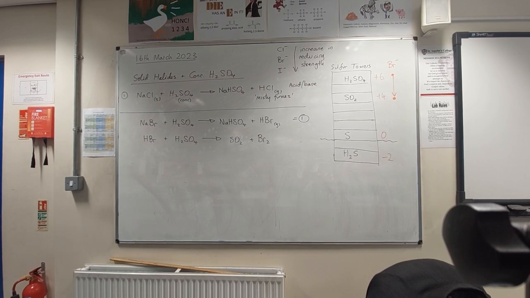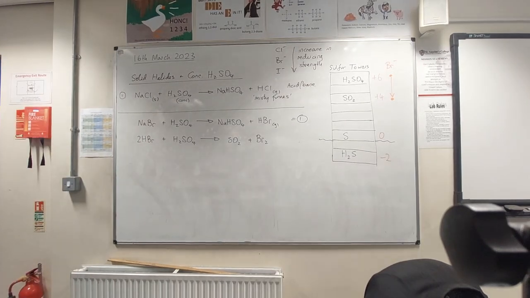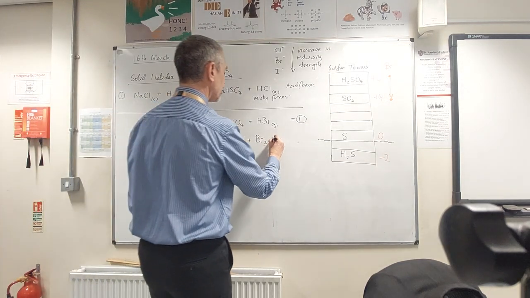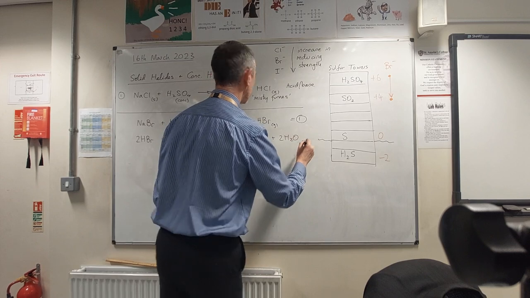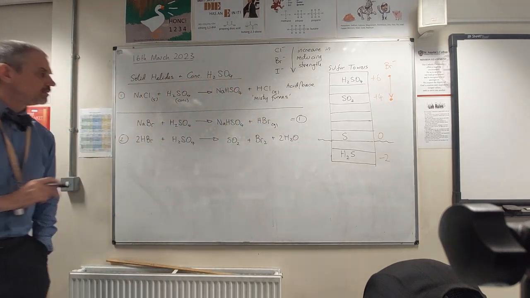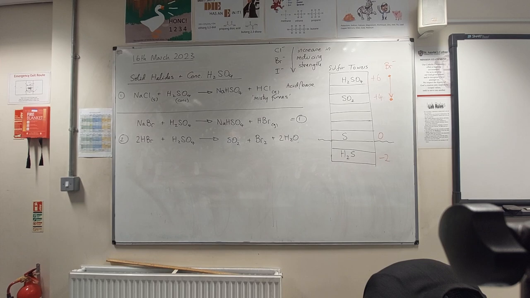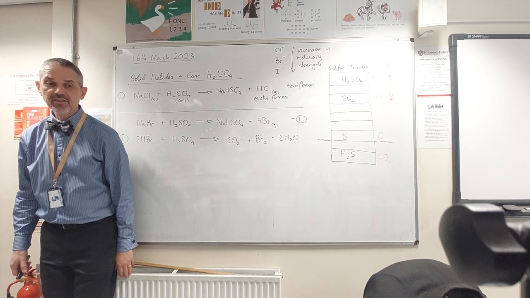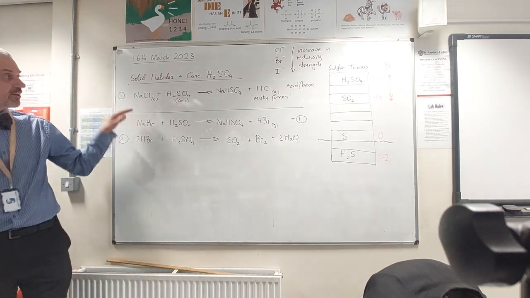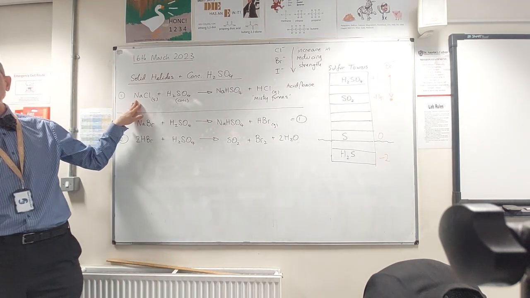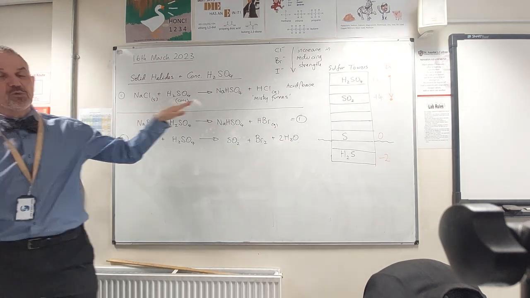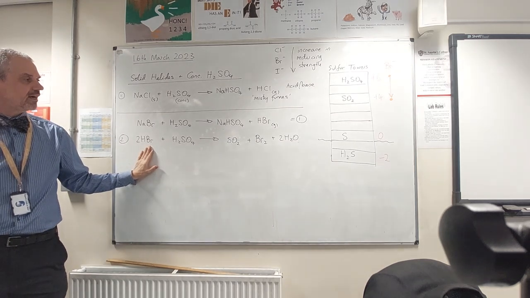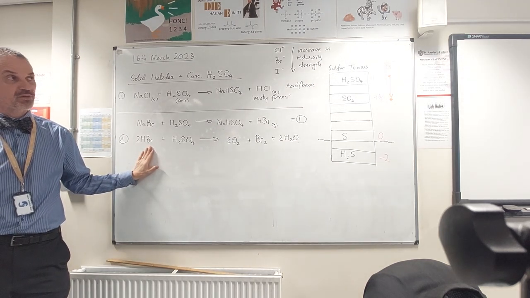Okay, so when we put those together, 2 HBr on the left, and H2SO4 will make SO2, Br2, and 2 H2O. So that's reaction number 2. And that's as far as bromide can go. It's a stronger reducing agent than chloride. Chloride can't do any redox whatsoever. Just a few misty fumes. Whereas bromide can take the sulfur down to oxidation state plus 4.